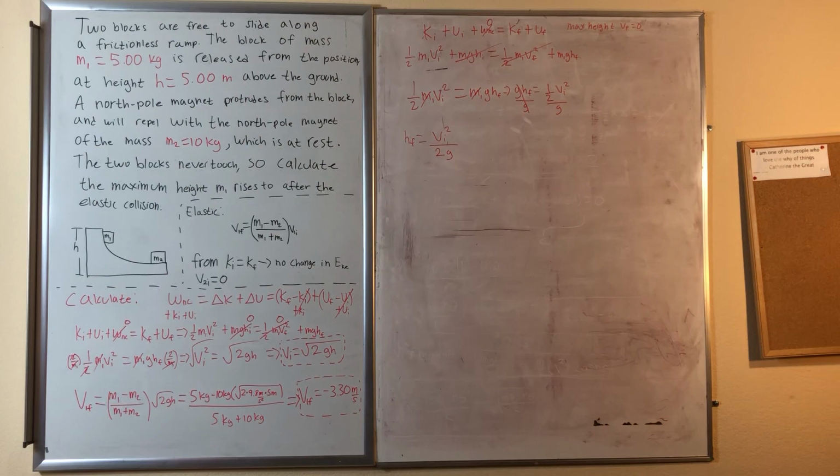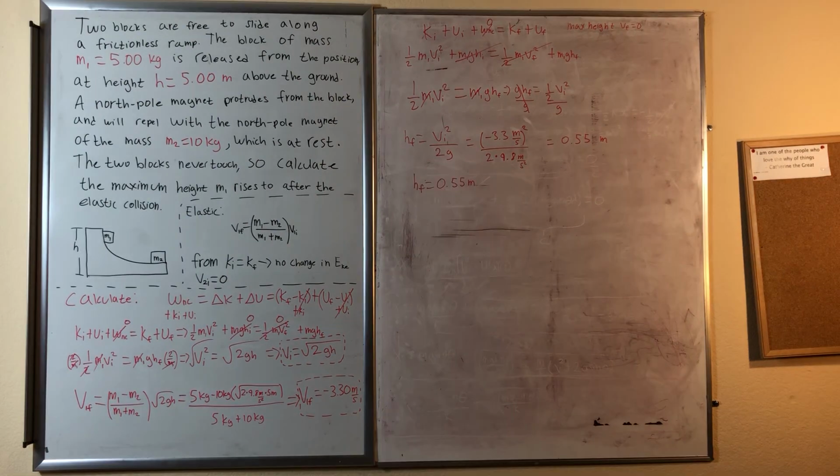Plug in numbers to get negative 3.3 meters per second squared divided by 2 times 9.8 meters per second squared, which equals 0.55 meters. So the final height the mass moves after this collision is 0.55 meters high.